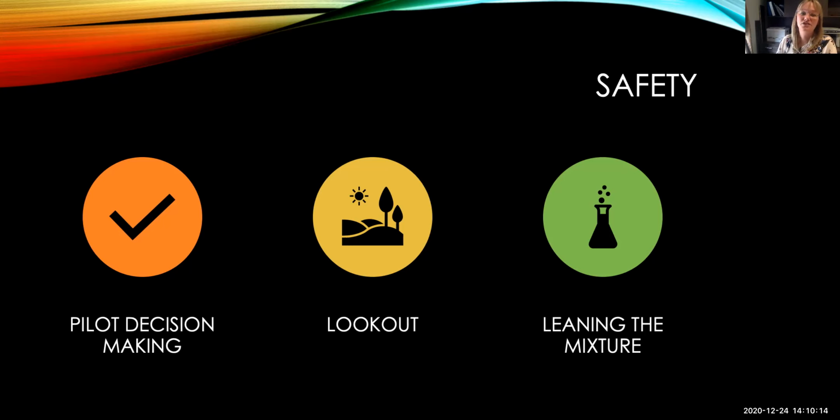So now in the presentation, we're going to cover pilot decision-making, lookout, and leaning the mixture. Decision-making would be situations where we would need to really pay attention to this. Lookout is important. And at max endurance, at the lowest power setting to keep in the air, you're going to have a nose high attitude. You're not going to be able to see very much. And of course, leaning the mixture is important for both of these.